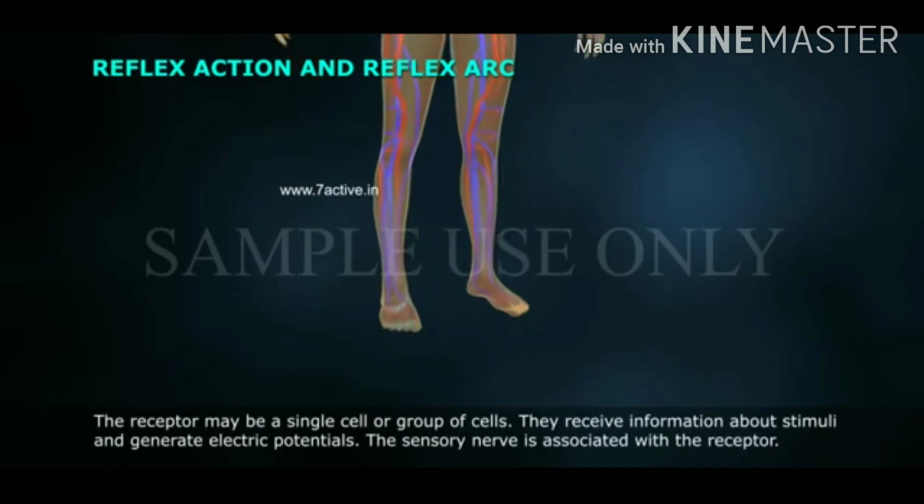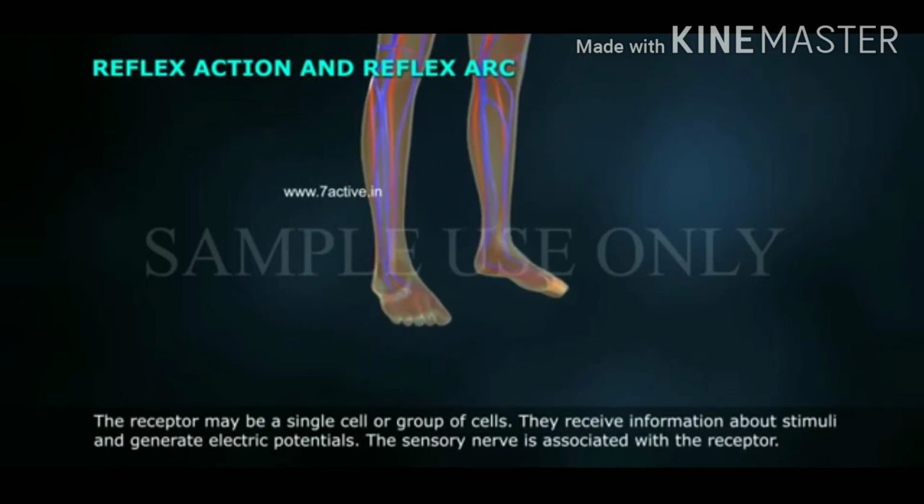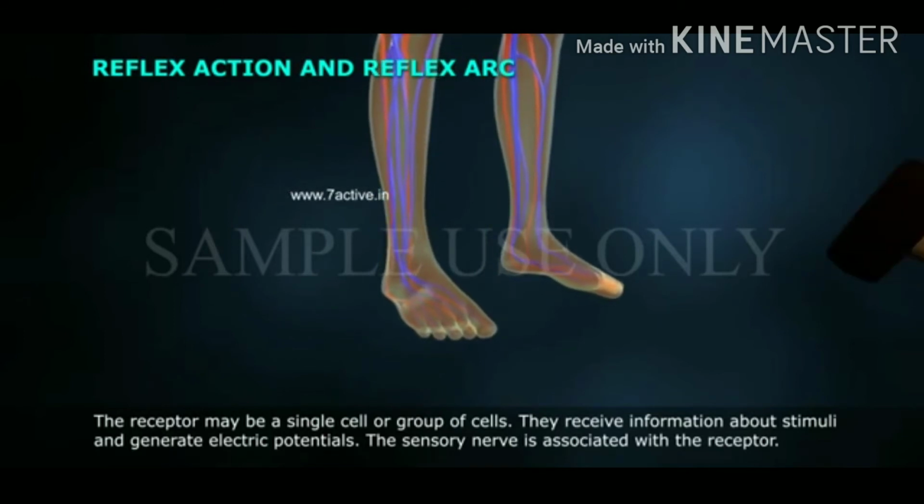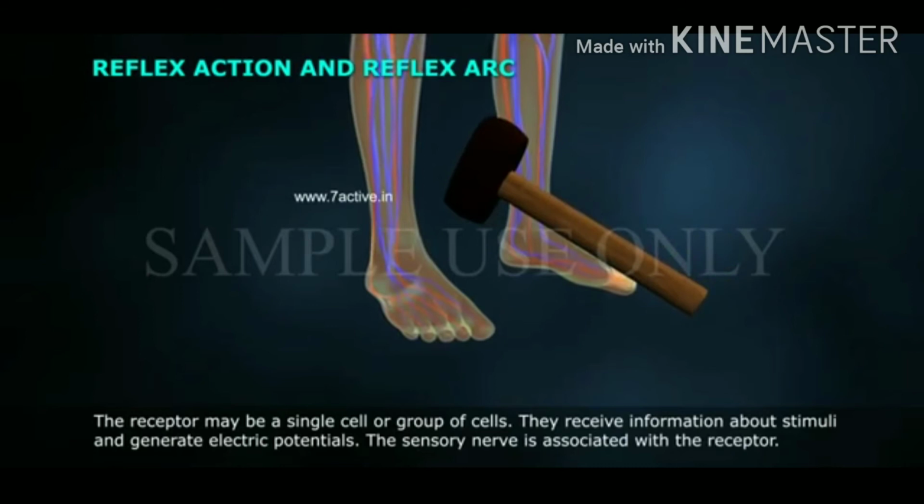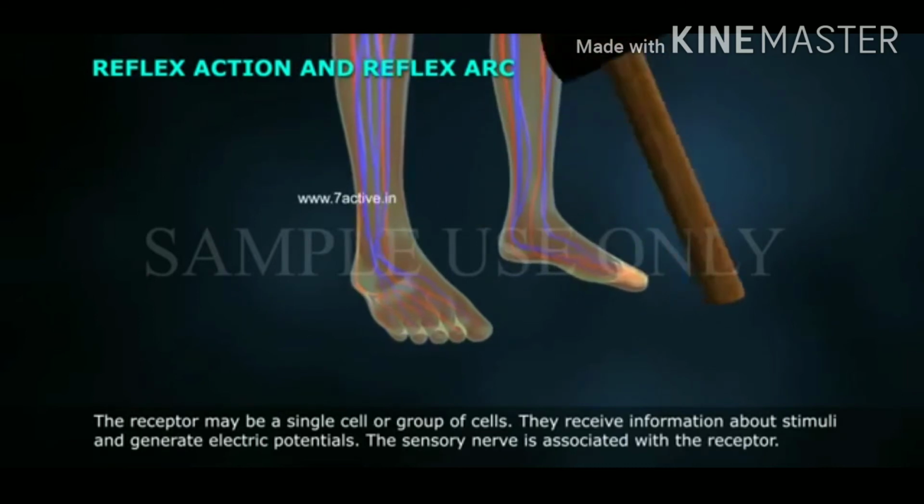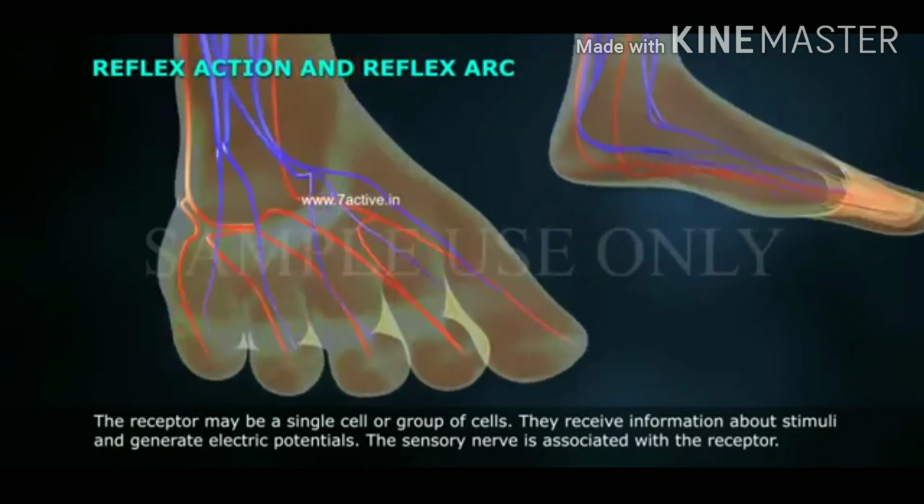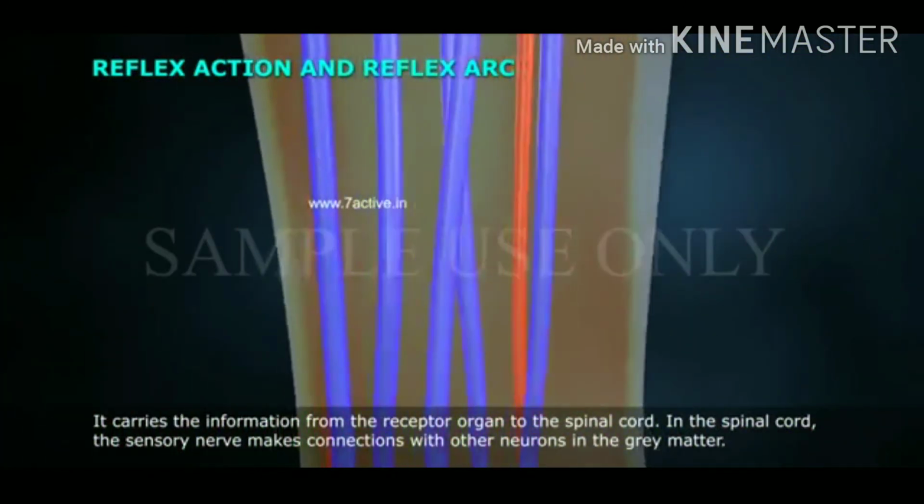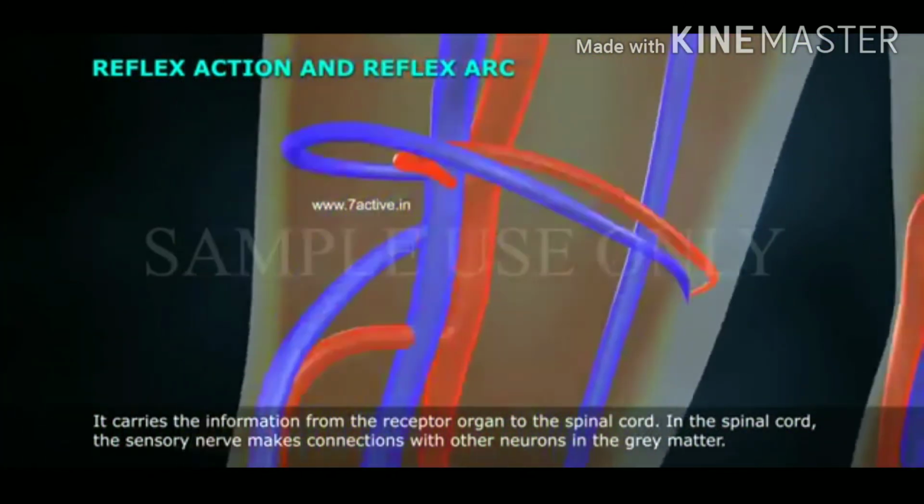The receptor may be a single cell or group of cells. They receive information about stimuli and generate electric potentials. The sensory nerve is associated with the receptor. It carries the information from the receptor organ to the spinal cord.